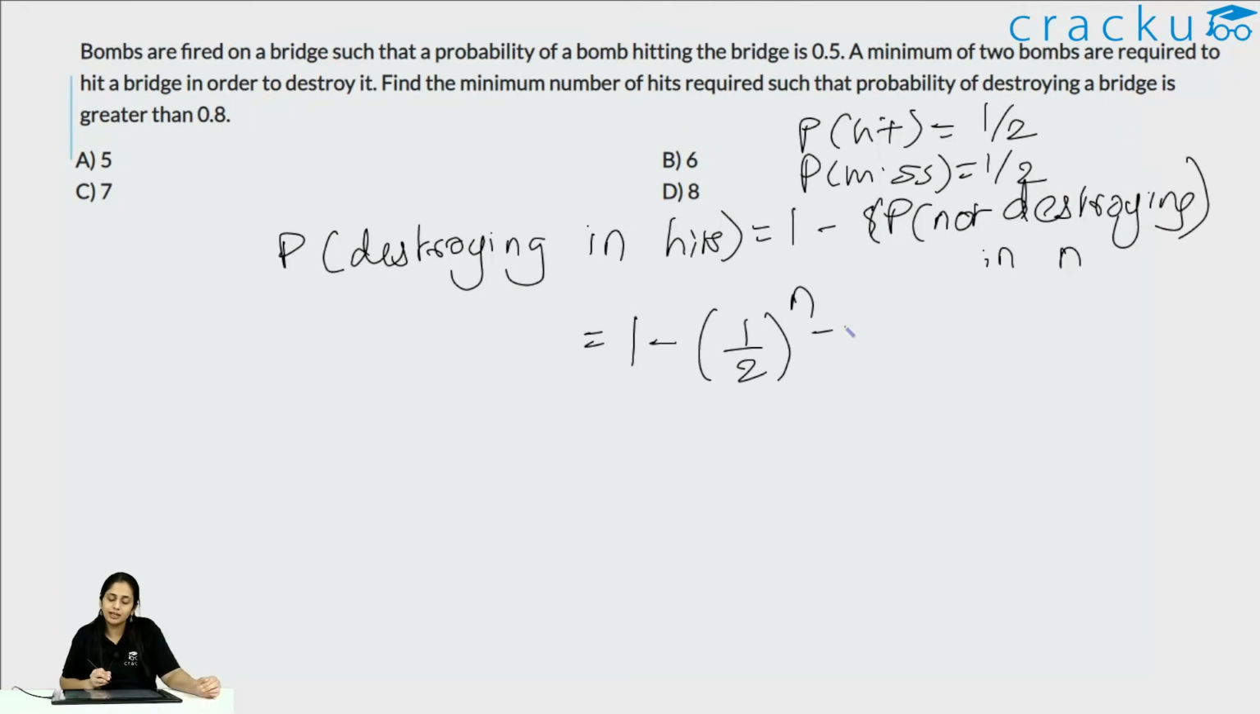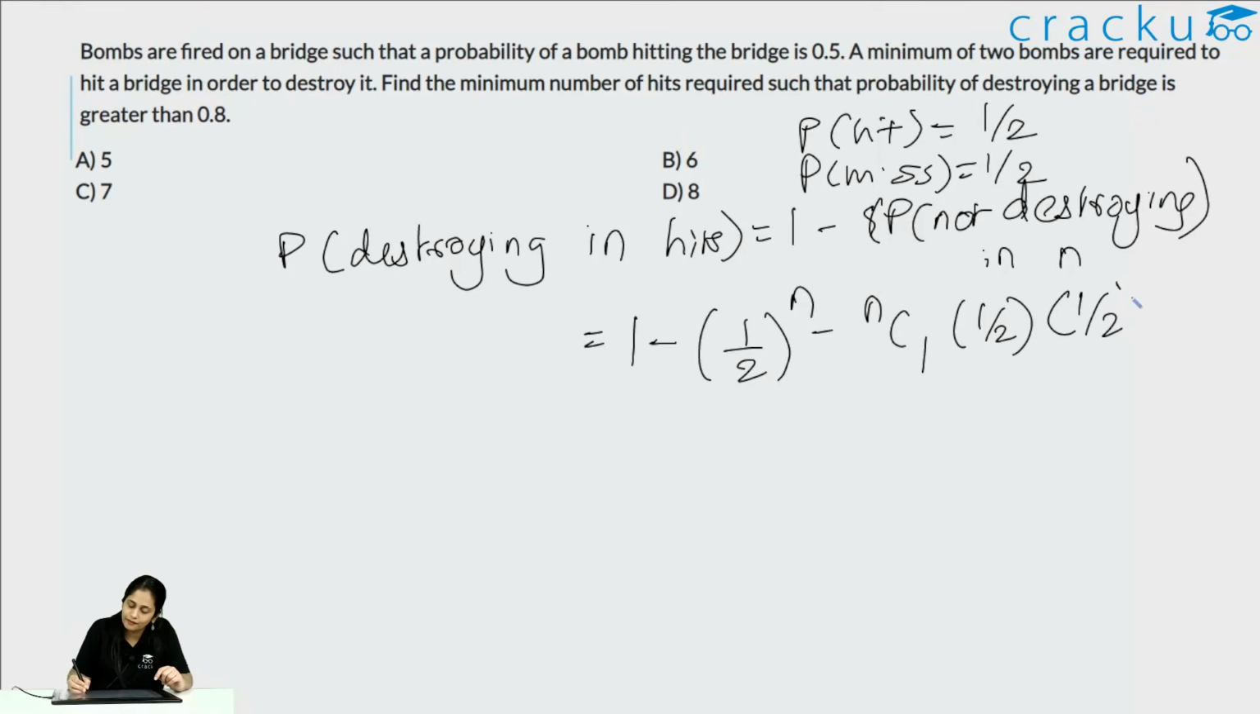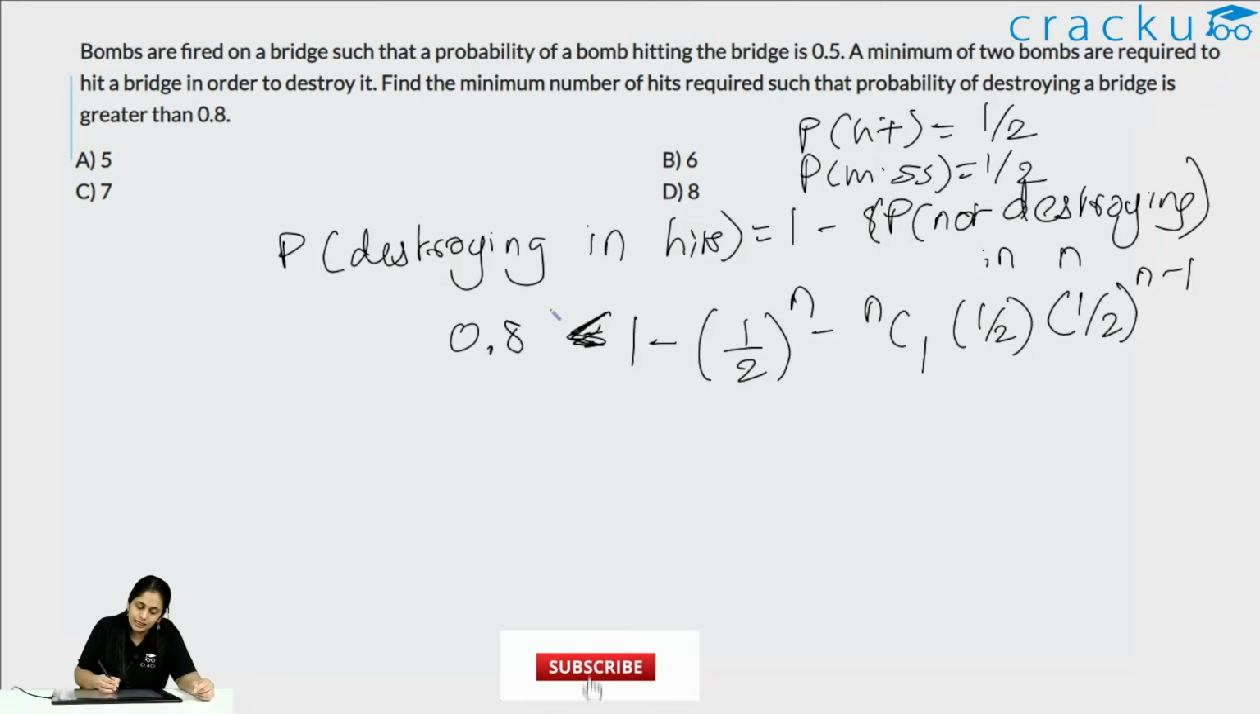Now I have to consider the probability of hitting the bridge exactly once out of n trials. Exactly once out of n trials would be nC1, the probability of hitting is half, and the probability of missing in n minus 1 trials is half raised to n minus 1. So this has to be greater than 0.8. We have to find the value of n such that this is greater than 0.8.